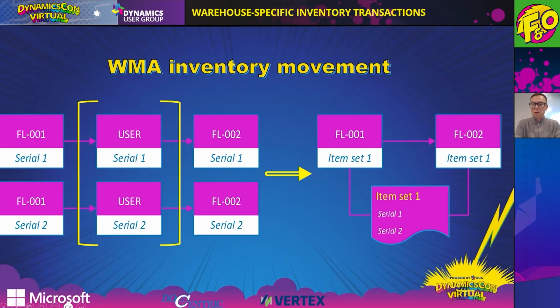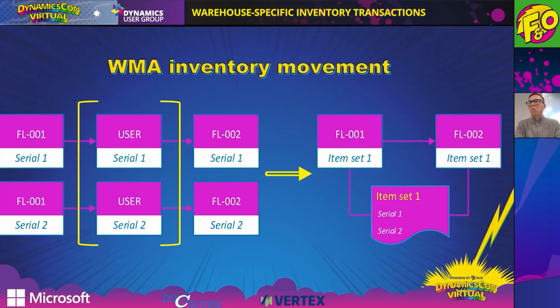So we optimized this process heavily. One of the changes is that we stopped using user location at all in the inventory movement scenario, so we move directly from source to destination. And we put all those serial numbers in a single item set, and we reuse that item set in both transactions. What it means for you is that you completely lose the information that inventory moved through the user location in the inventory movement scenario. But you don't lose that information completely, because warehouse work will still tell you which worker executed the movement.